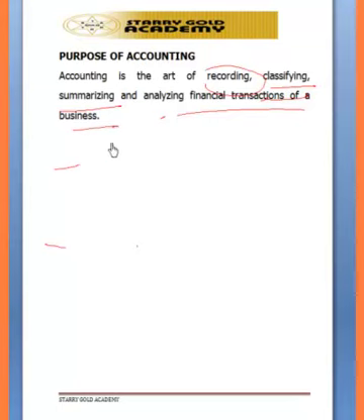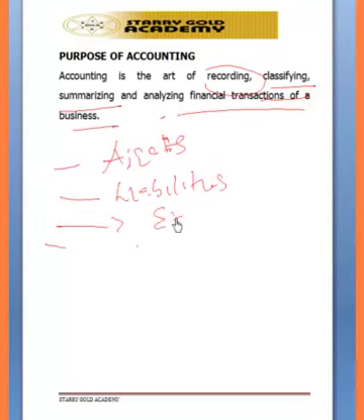Some may be classified as assets of the business. Some liabilities, expenses. Some we classify them to be what? To be income. So classifying these transactions, we now moved forward to what? To try to summarize them, try to get the aggregate expenses, try to get the aggregate income, try to get the assets, try to get the liabilities, such that we can provide the financial statements to the end users.